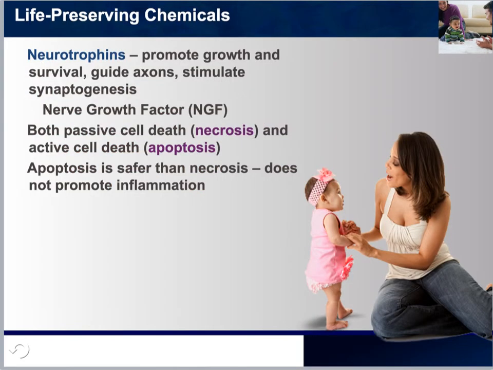Several life-preserving chemicals that are supplied to developing neurons by their targets have been identified. Perhaps the most important class of these chemicals is the neurotrophins, or neurotrophins. You'll hear that in both ways. And this is what's known as the nerve growth factor, NGF. This was the first neurotrophin that was isolated, per studies in the 1950s and 70s. Please note that neurotrophins promote the growth and survival of neurons, and they function as axon guidance molecules and stimulate synaptogenesis.